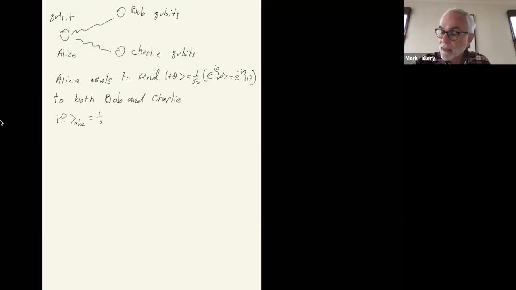It looks like 1/2 times 0 for Alice, and then we have 0, 0 for Bob and Charlie, plus 1 for Alice, and then we have 1, 1 for Bob and Charlie, and then we have 2 for Alice. Because it's a qutrit, I've got one more basis state for Alice, and that is going to be 0, 1, Bob, Charlie, plus 1, 0, Bob, Charlie. So we're going to start with that three-particle state, one of which is a qutrit and the other two of which are qubits.